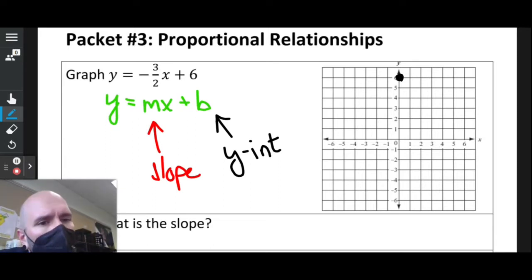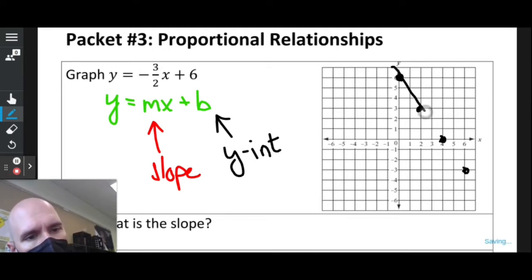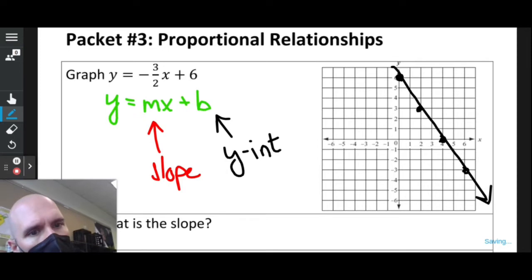So I'm going to go down 1, 2, 3, right 1, 2, put a dot. Down 1, 2, 3, right 2, put a dot. Down 1, 2, 3, right 2, put a dot, and I'm out of space. You draw yourself a nice little line. Bada bing.